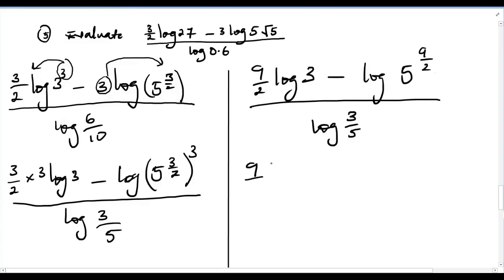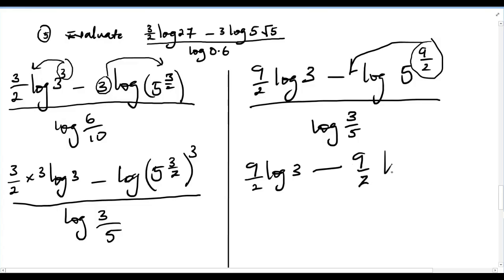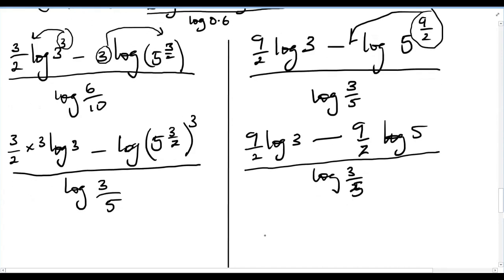So the next thing is 9 over 2 log 3 minus. Now we move this power to the back of this particular log. So this becomes what? 9 over 2 log what? 5. All divided by what? The log of 3 all over what? 5. 3 all over 5. Good. So what else do we need to do? Mind you, there's a 9 over 2 here. There's another 9 over 2 here. So let's factor out the 9 over 2. So we have 9 over 2. Now put this in bracket.